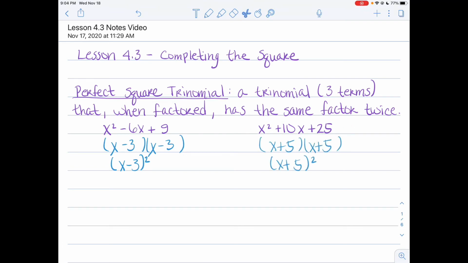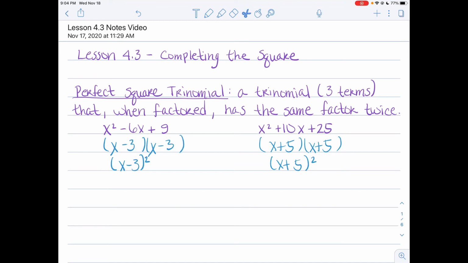All right, so we are looking for two factors of 25 that add to be 10, and the factors of 25 that do that are 5 and 5. Because this is two of the same thing, x plus 5, we can rewrite it as x plus 5 squared.